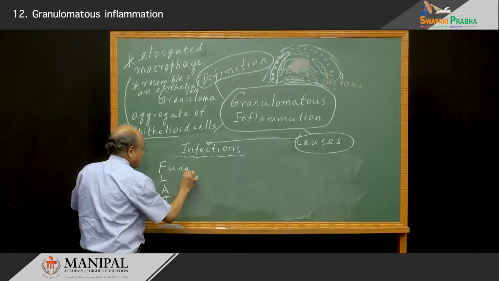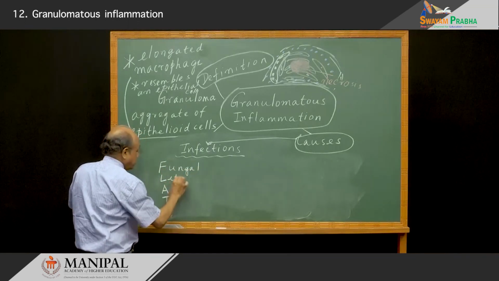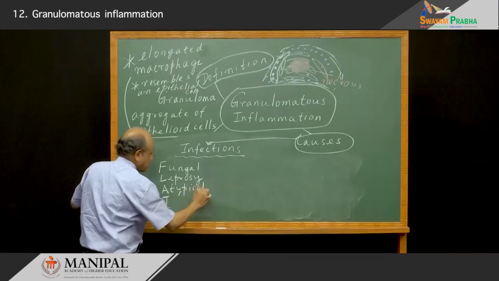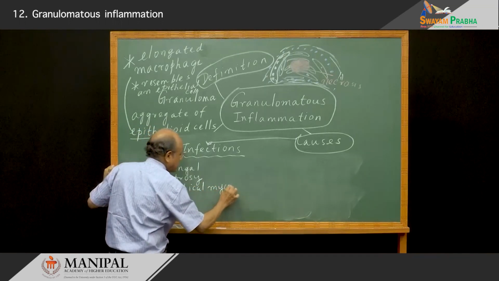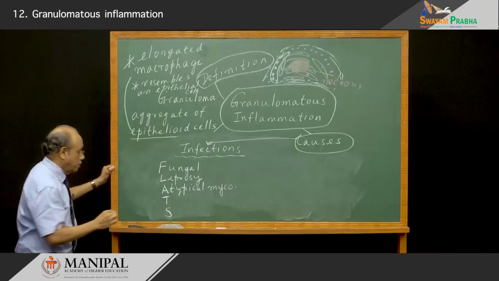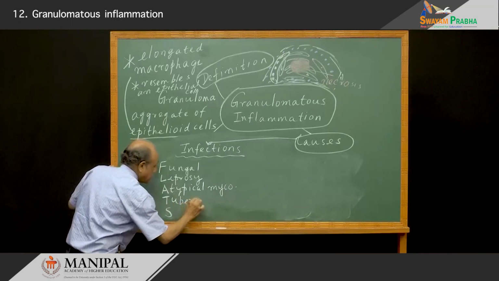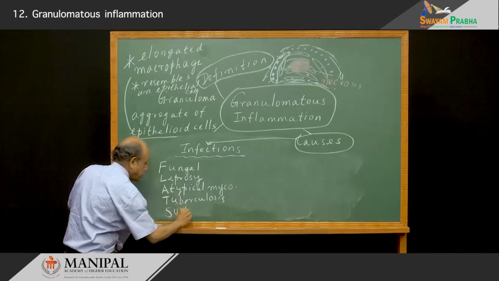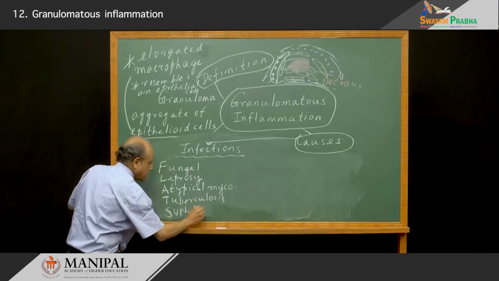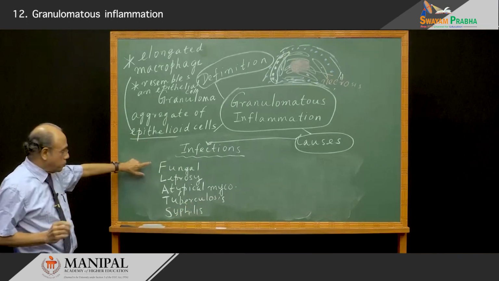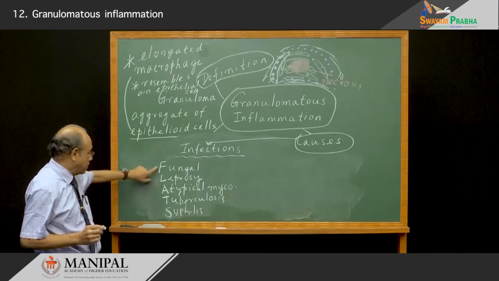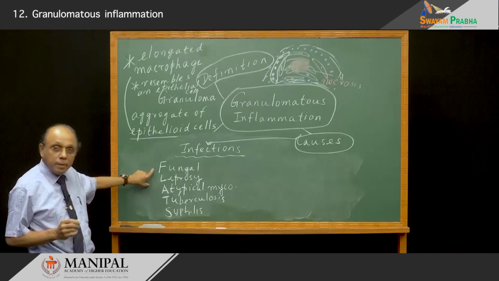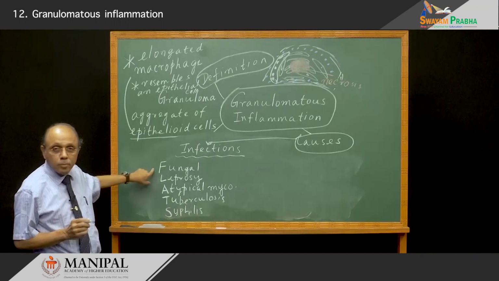Fungal infections, leprosy, atypical mycobacteria, tuberculosis, and syphilis. There are several infections, but the most important infections can best be remembered with this mnemonic FLATS. So, that is an important reason in India why granulomas happen.